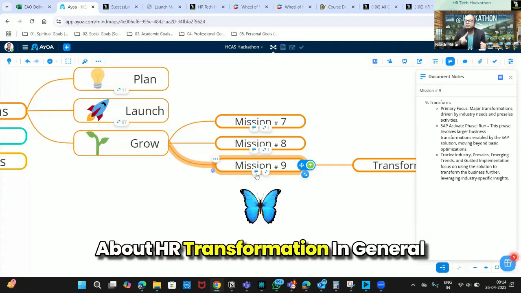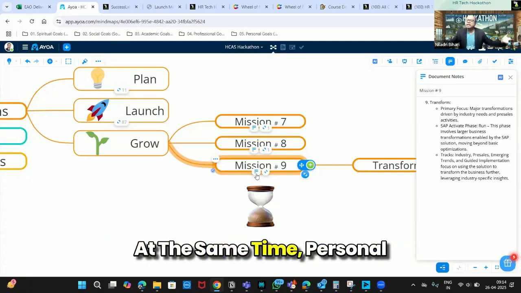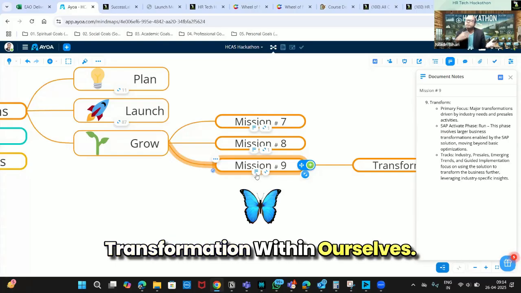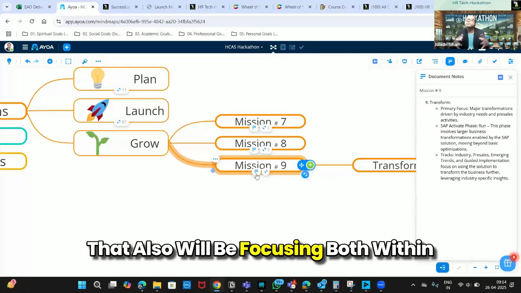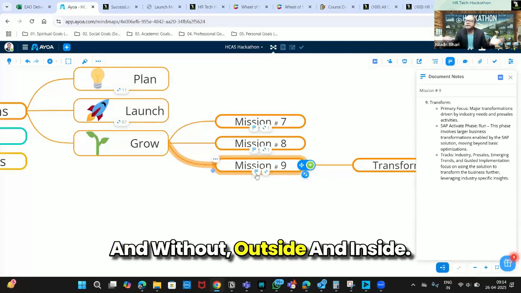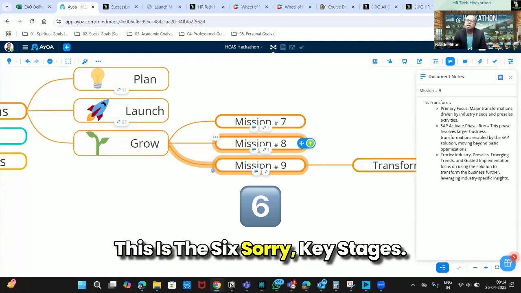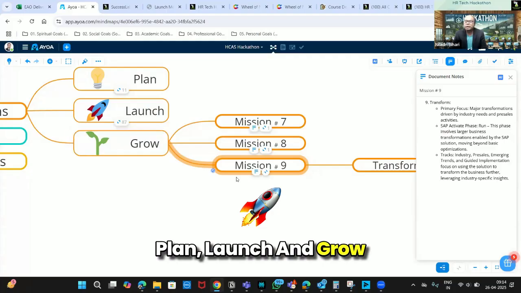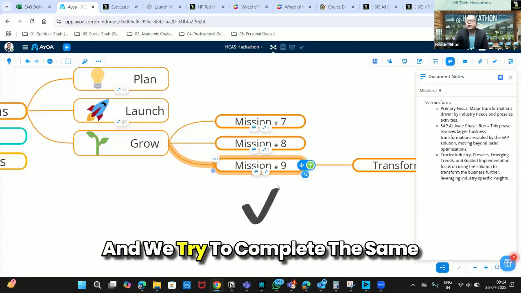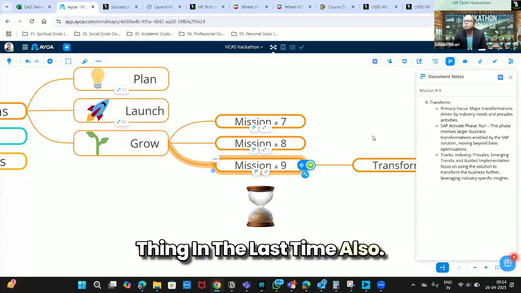We'll talk about HR transformation in general. At the same time, personal transformation within ourselves, right? That also will be focusing both within and without, outside and inside. Okay. So that is the journey. These are the 3 key stages: plan, launch, and grow, and a total of 9 missions. And we tried to complete the same thing last time also.